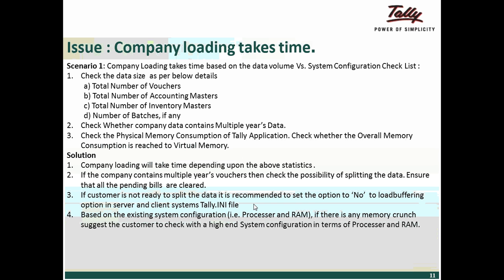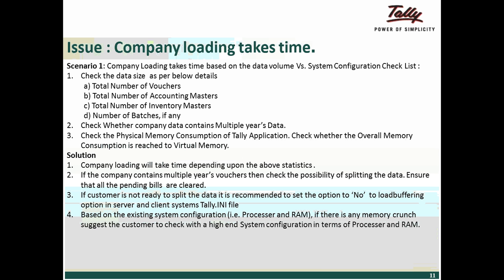Why that is given as a default is, whenever you load a company, if the data is of multiple financial years, it will cache the entire balances in the system, in the hard disk. So whenever you are accessing a frequently used report such as stock summary, balance sheet, profit and loss account, it will give you the information at a faster pace, because it has already cached the information in the system.